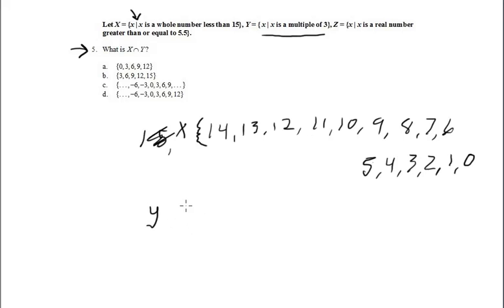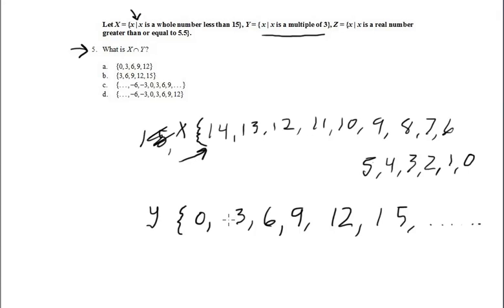It wants the intersection of that with Y, and it says Y is multiples of 3. So Y in roster form would be 0, 3, 6, 9, 12, 15, and I could go on and on, but I don't need to because the highest number in X is 14. So I just want the intersection. What do these have in common? Well, they have 0, 3, 6, 9, and 12.